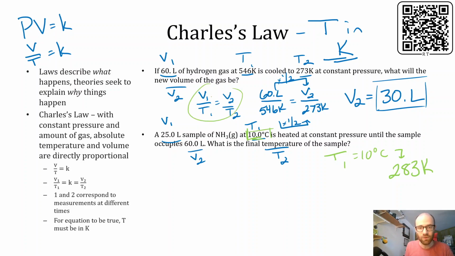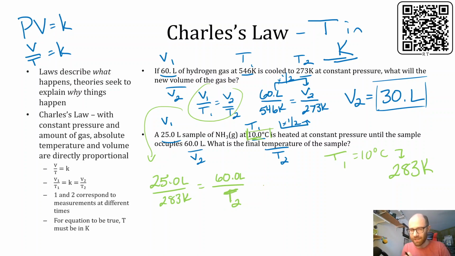Same equation as before. We're just going to pull that down. And our volume is 25.0 liters, and we're at 283 Kelvin. And 60 liters over temperature 2. It doesn't say what units for temperature, so let's cross multiply to solve. Don't forget when it's in the denominator, things get a little bit more dicey. But when you do solve this out, you get 679 Kelvin. If they asked for it in Celsius, you could convert that. You just subtract back your 273, and that gives you 406 degrees Celsius.